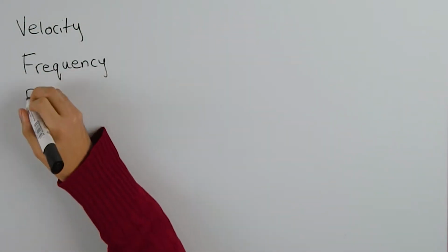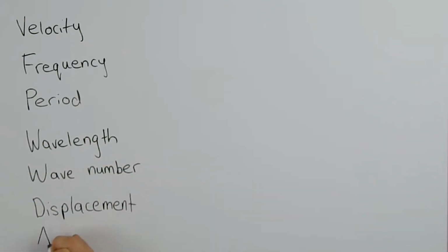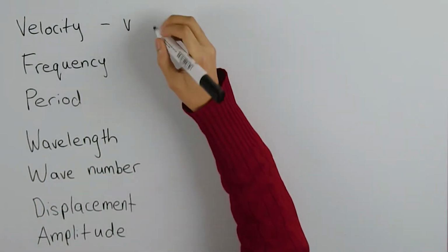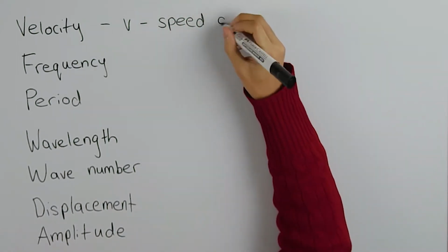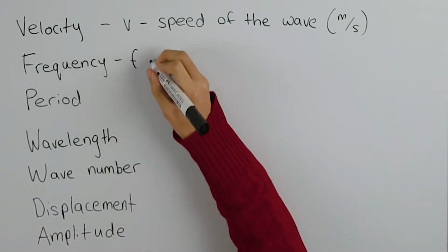So today we're going to be explaining the main features of a wave. These are the velocity, frequency, period, wavelength, wave number, displacement, and amplitude. So the velocity is represented with the letter V, and it is the speed of the wave. So the units are meters per second.